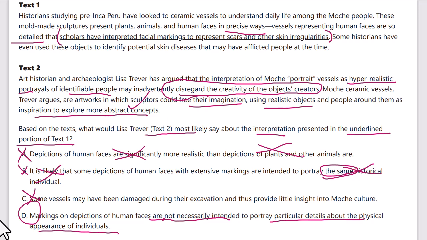We simplify the idea, we use that to predict our answer, and then we check all the answer choices using our various elimination techniques to answer it, just like we would most any reading question.